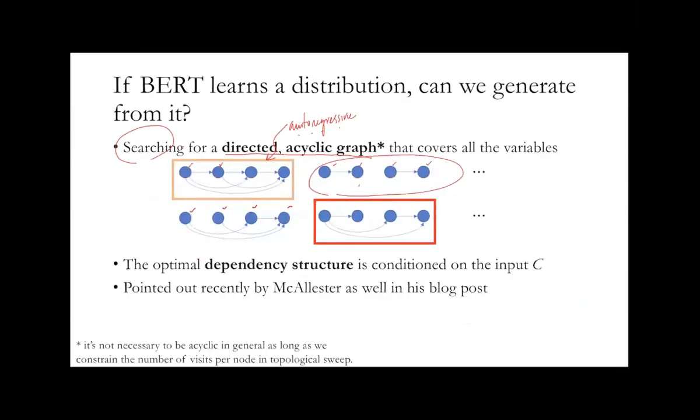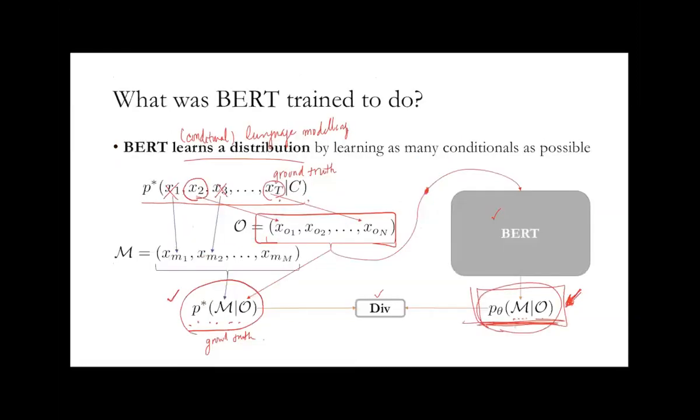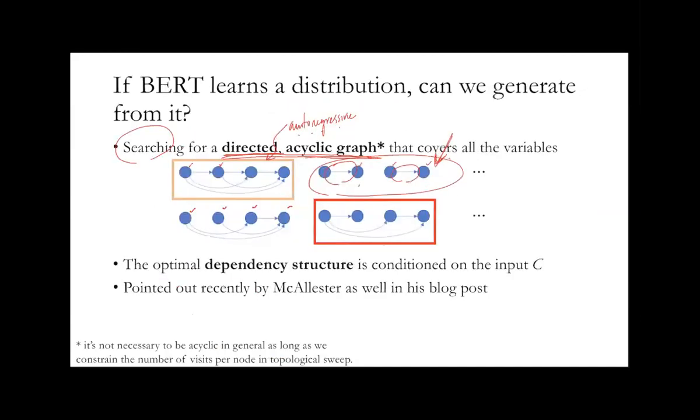What that corresponds to is trying to figure out what is the right directed acyclic graph underlying this sequence. Because if you think about it, let's take this second example, and any arrow here defines a conditional distribution. And BERT is supposed to compute those conditional distributions. So once we decide on this directed acyclic graph, we can use BERT to compute all these conditional distributions and then sample from this distribution accordingly.